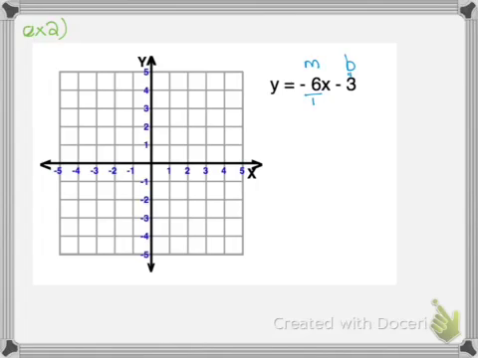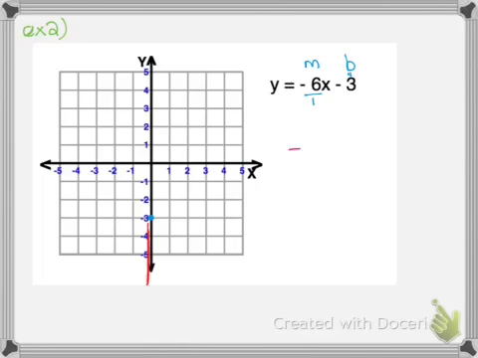We're going to go down negative 3, make a point. That is our y-intercept. Now we're going to use our slope to determine another point. Okay, so again, our slope is negative 6 over 1. If you notice on this graph, I can't go down negative 6. It will not fit on the graph that I have. If I had a bigger graph, I could do that, but I don't have enough room here.